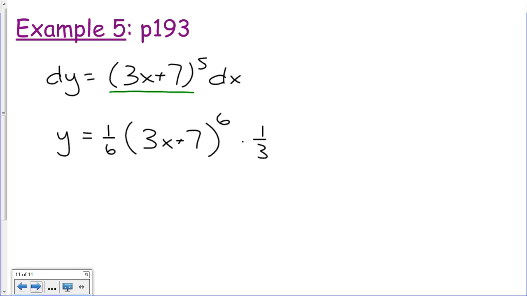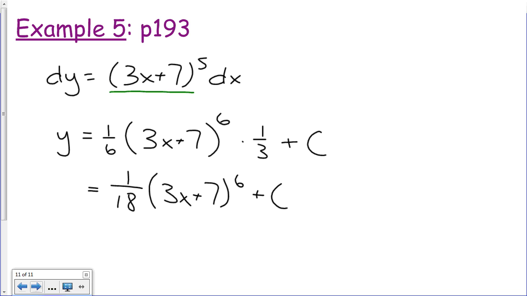And again, notice the dx doesn't get carried down here, because when I take the derivative to find the differential of y, the dx just shows up. I just multiply by it. So in this case, I'm going to divide by it to get rid of it. And of course, any time we find an antiderivative, we always have a plus c at the end. So y must equal this. Let's simplify a little bit: 1/6 times 1/3 is 1/18, times 3x plus 7 to the 6th, plus c.